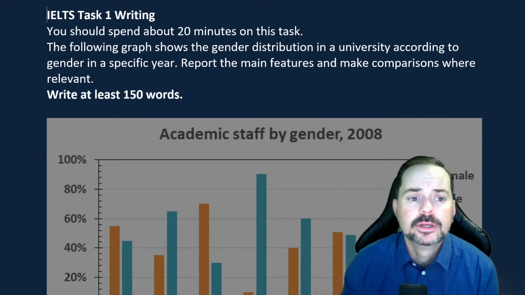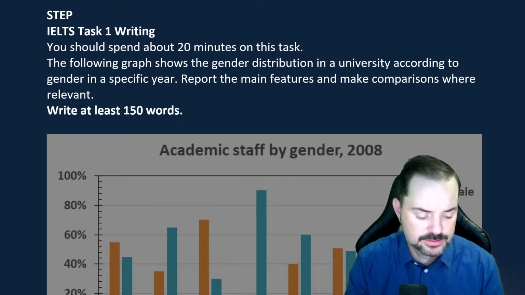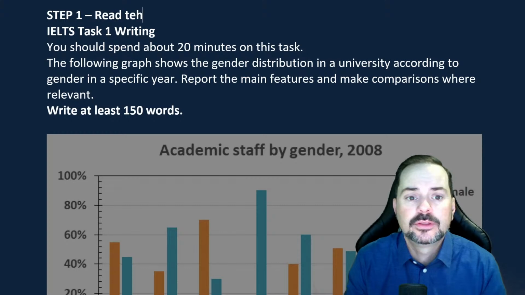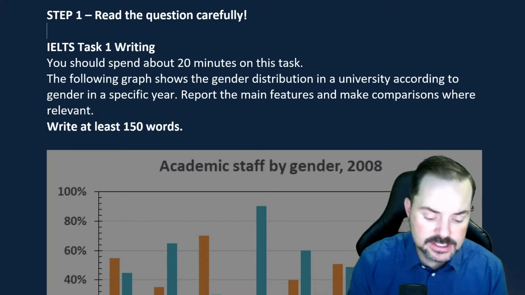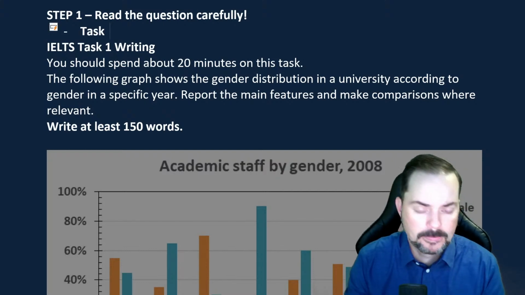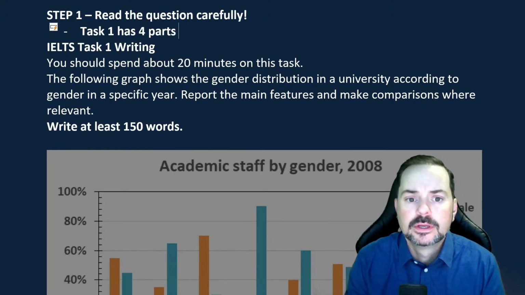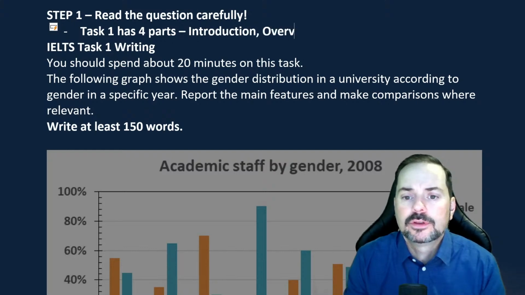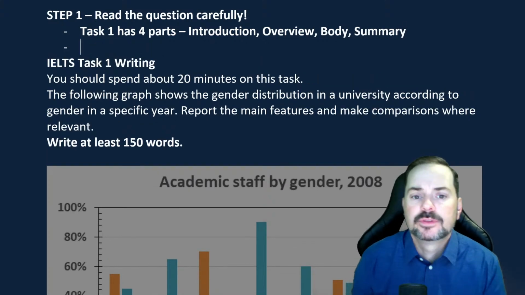Your first step, members, is to read the question carefully, of course, right? Read the question carefully. Task 1 has 4 parts, basically. Introduction, an overview, a body, and a summary. Okay, and I'll explain each of those in detail.